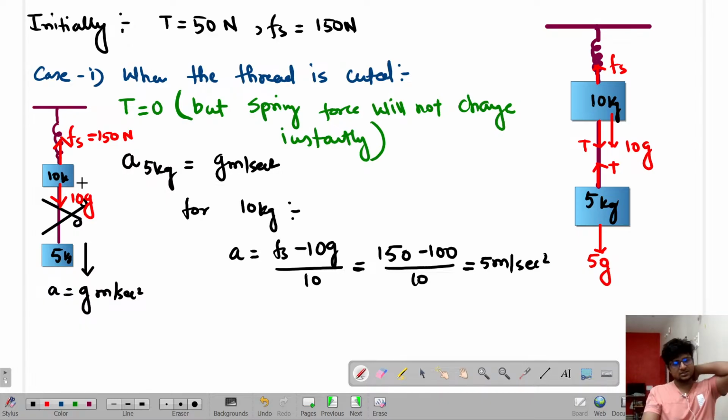This is the idea. Means as you cut it instantly, the 10 kg block will be pulled upwards while the 5 kg block will go downwards. Are you able to get me or not? Clear or not clear? Is this clear? Discuss about case 2.